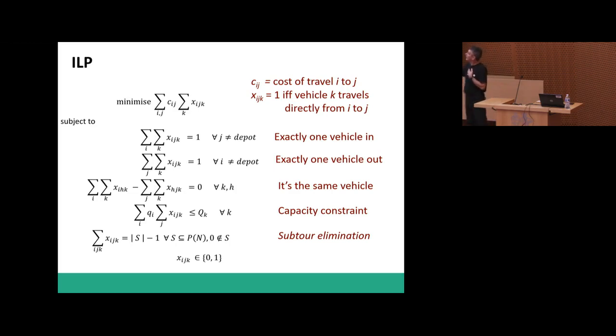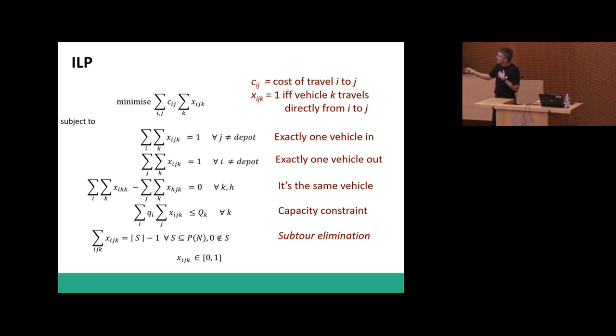And now I've got a constraint that says for each j that isn't the depot, the sum of all of the vehicles coming in and all of the customers coming into that node is exactly 1. So there's exactly 1 arc coming into j, and there's exactly 1 arc going out of j. Sorry, out of i in this case. And then we make sure that it's exactly the same vehicle that's coming into and out of each of the nodes. And then the capacity constraint.